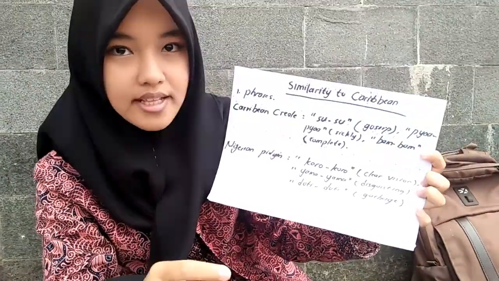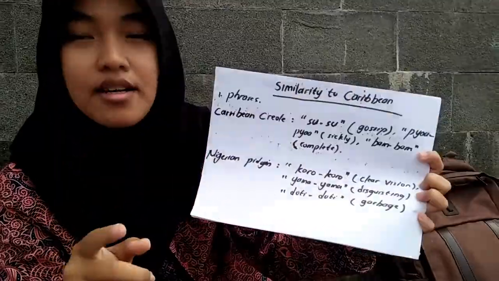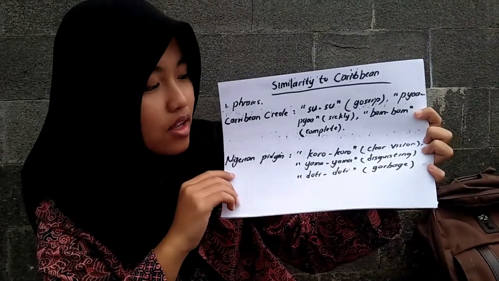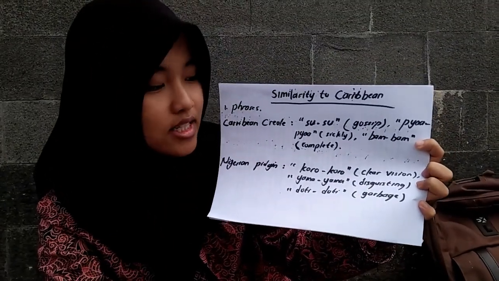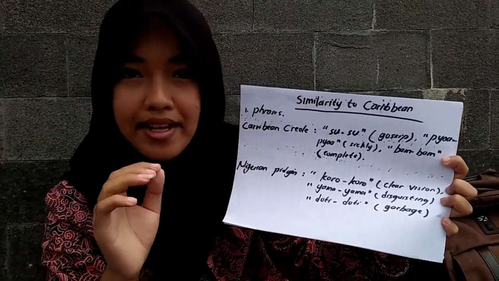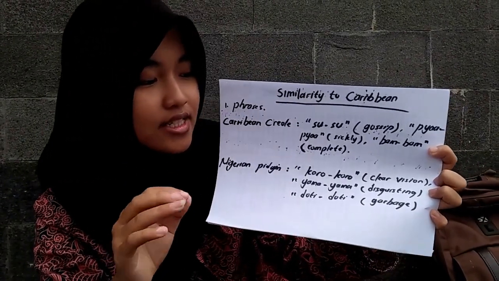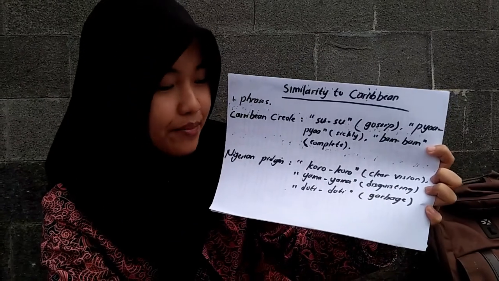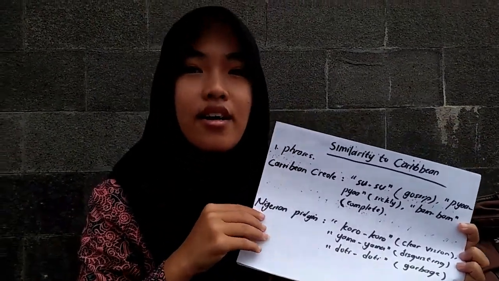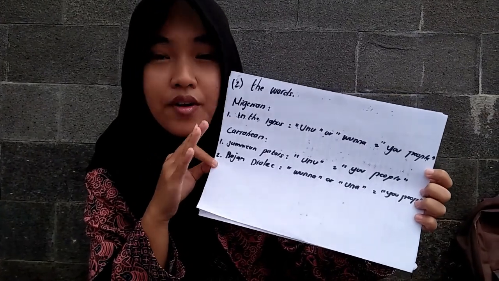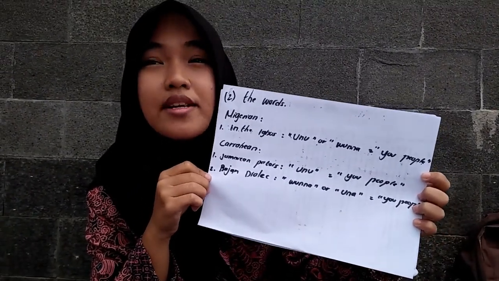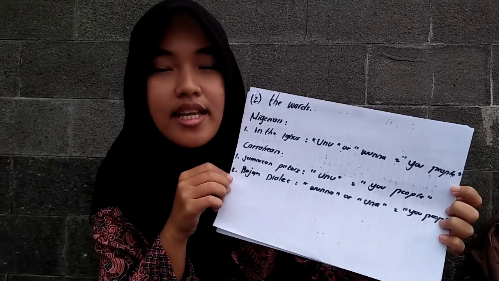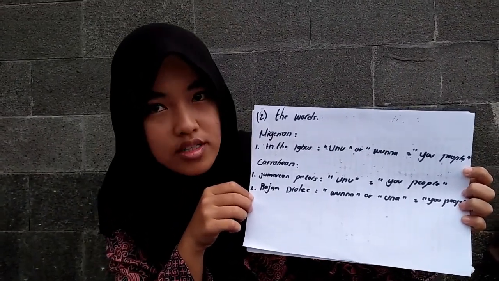And also Nigerian Pidgin has the same sound in phrases. For example, koro koro, meaning clear vision. The next is yama yama, meaning this thing. And the last is doti doti, meaning garbage. Before, in the first part, I mentioned the similarity with Caribbean in phrases, and the next is in words.